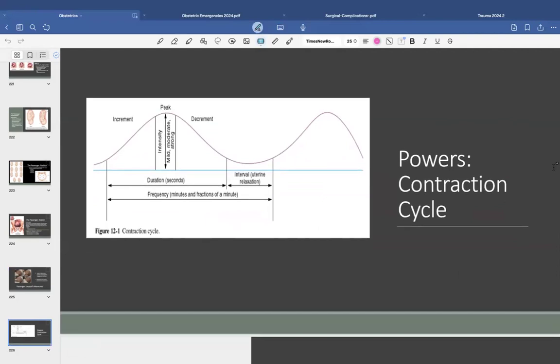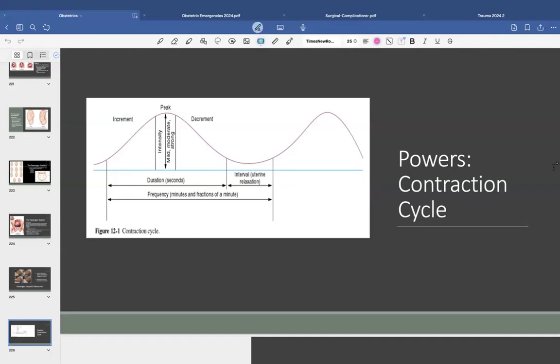So the first is the contraction cycle, which is the overall pattern of the contractions. We describe these in frequency, duration, and intensity. So what is the force of the uterus? Duration, how long the contraction lasts. The start to the end of the same contraction. Is it 30 seconds, 45 seconds, 60 seconds?